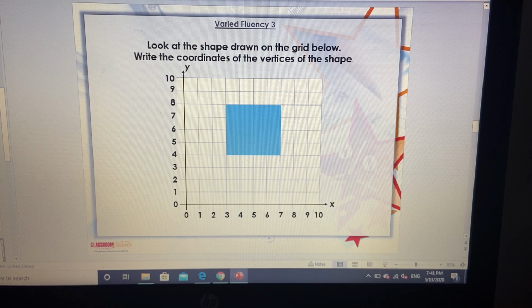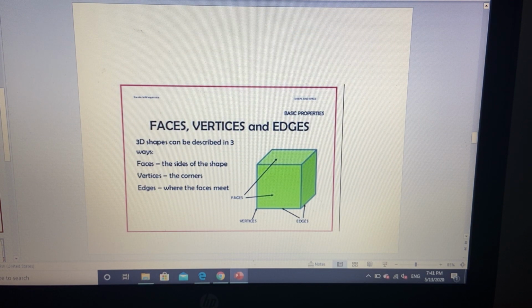So now what I want you to look at is the shape that's drawn on the grid below and write the coordinates of the vertices of the shape. Well, what I want to do is just quickly remind you what the vertices are. So on a 3D shape that we have here, you can see we've got the faces, we've got the edges, which are where the faces meet, and then we've got the vertices here, and the vertices are the corners.